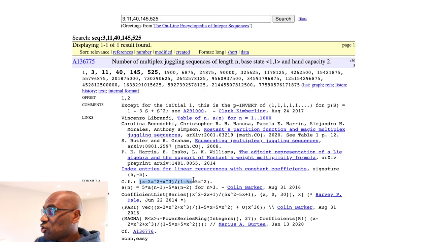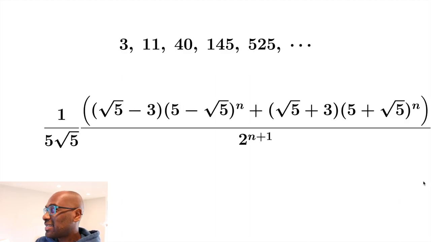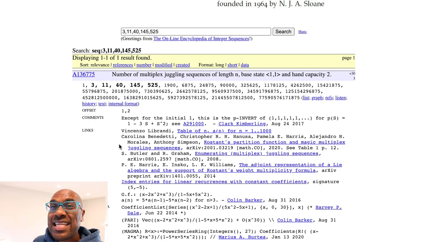But it did give us a generating function for those coefficients. So if we looked at the actual numbers that we had, we're able to write down an explicit formula using that generating function. And that led us to being able to understand what the polynomials were themselves. Now this stuff, the multiplex juggling sequences, has nothing to do with the research we were doing.